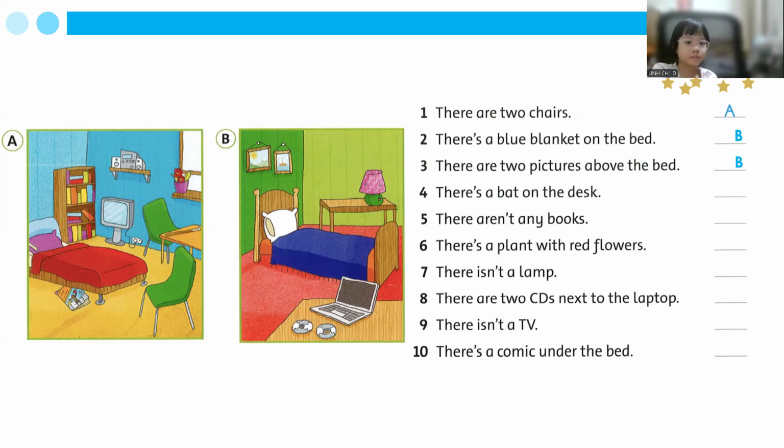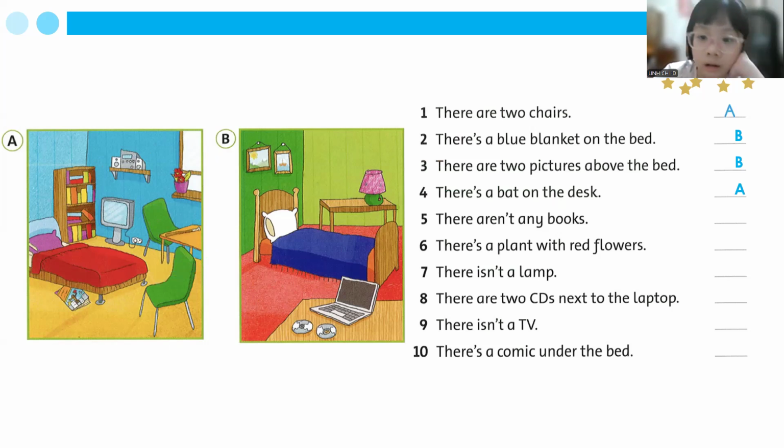Picture B. All right. So that's letter A. There's a bat on the desk. Now help me find the bat. Where is the desk? It's right here, and the bat is on the desk, like a baseball bat. What about number five? There aren't any books.